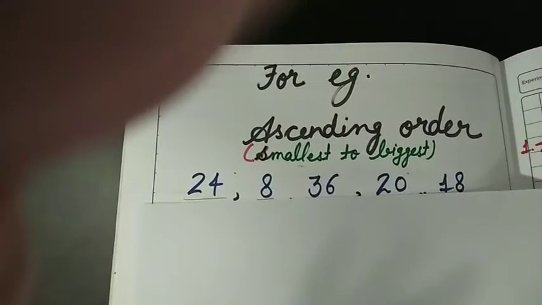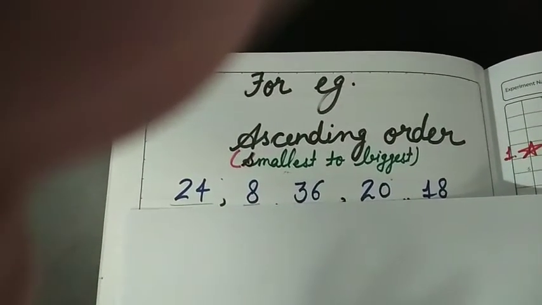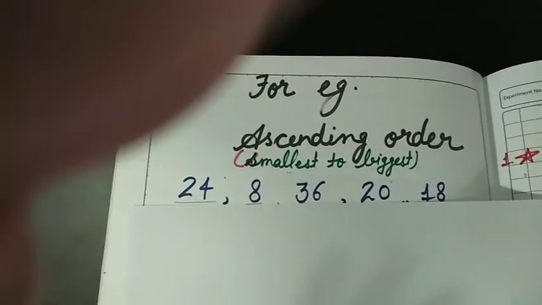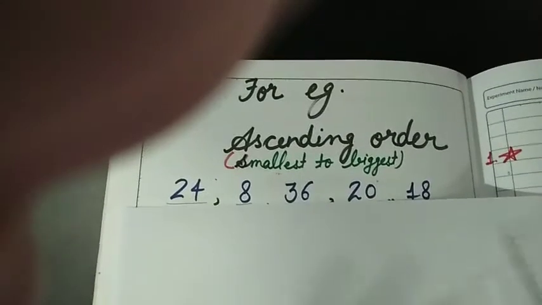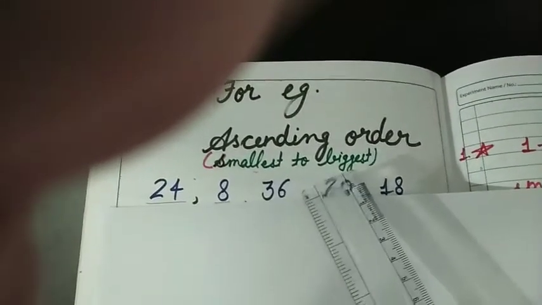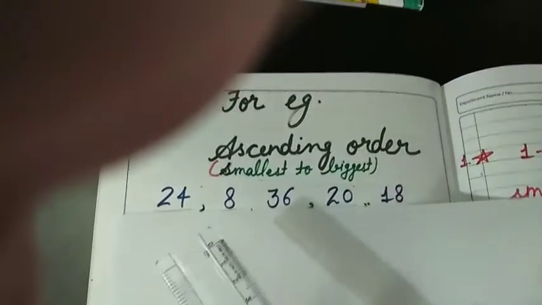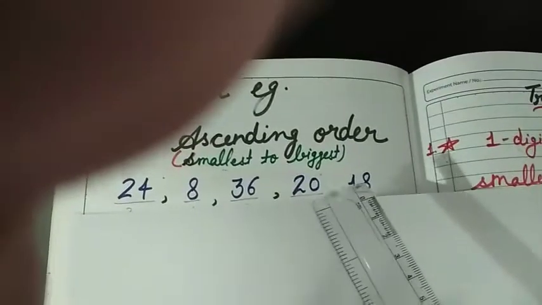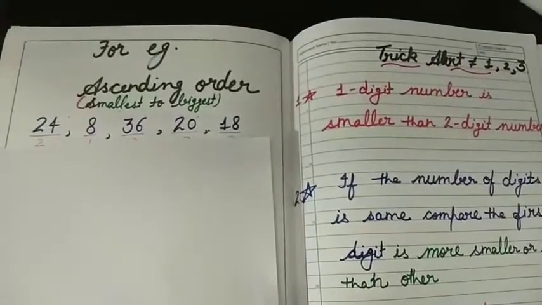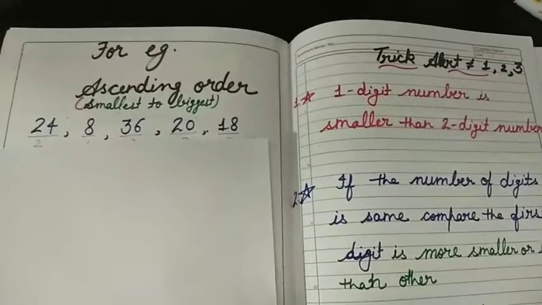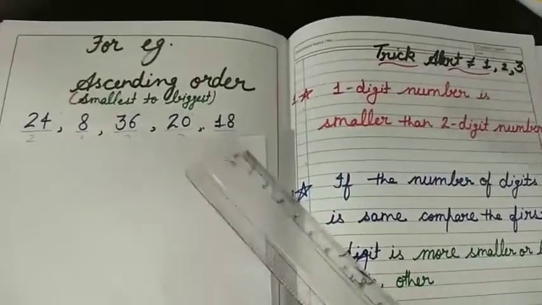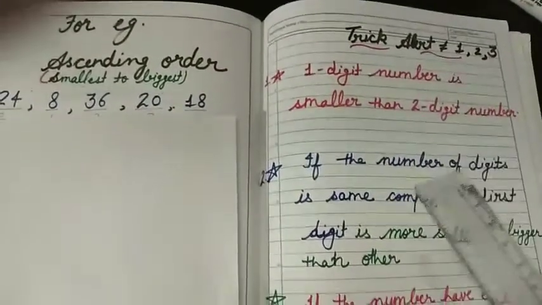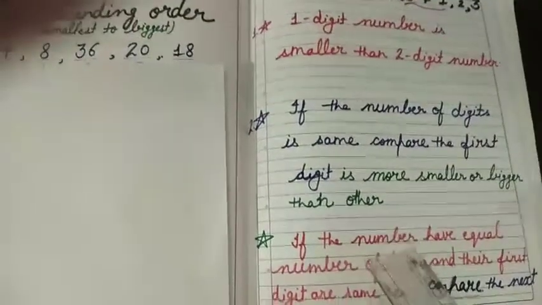Now students, we are taking an example to solve and arrange numbers in ascending order or descending order. Firstly, we will take ascending order. Ascending order means smallest to biggest number. So here we have the numbers 24, 8, 36, 20, 18. So students, arrange these numbers in ascending order, meaning smallest to biggest. We have to take 3 trick alerts. When we follow these trick alerts, we can solve them easily.